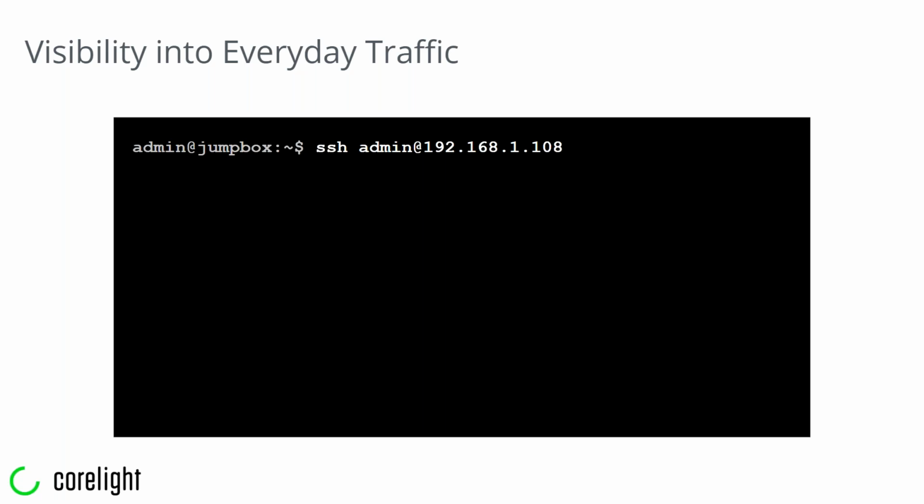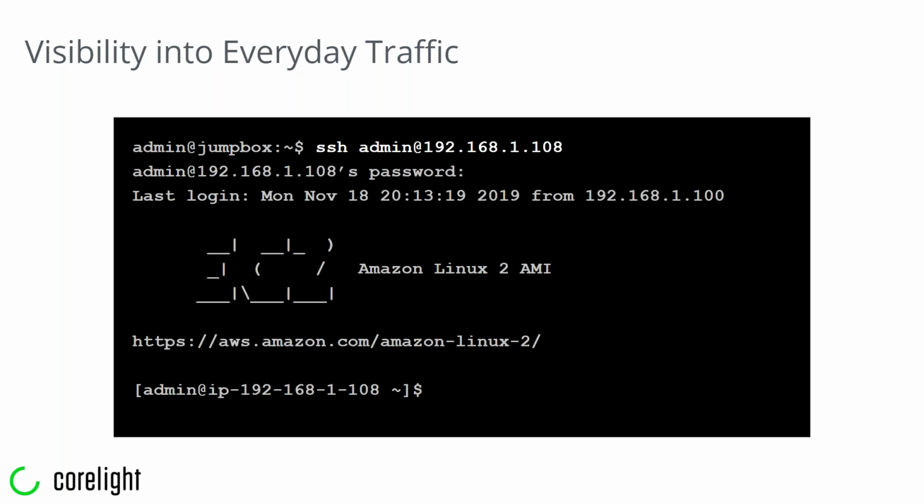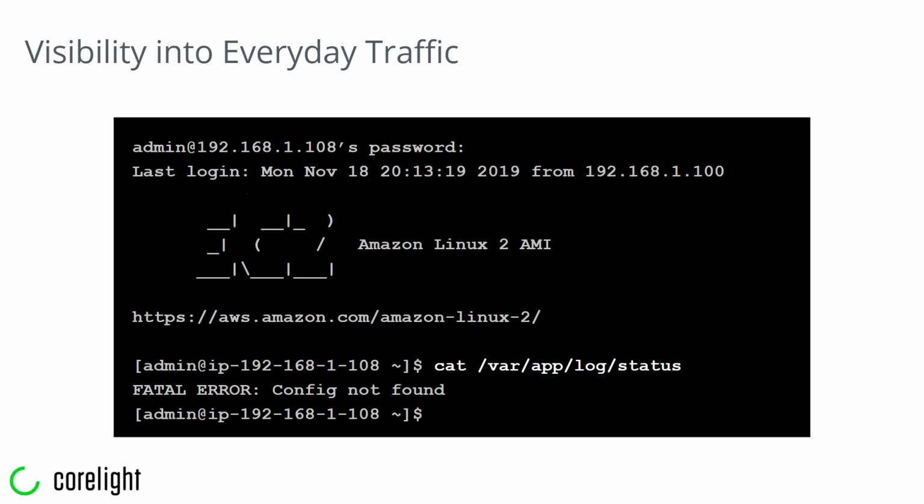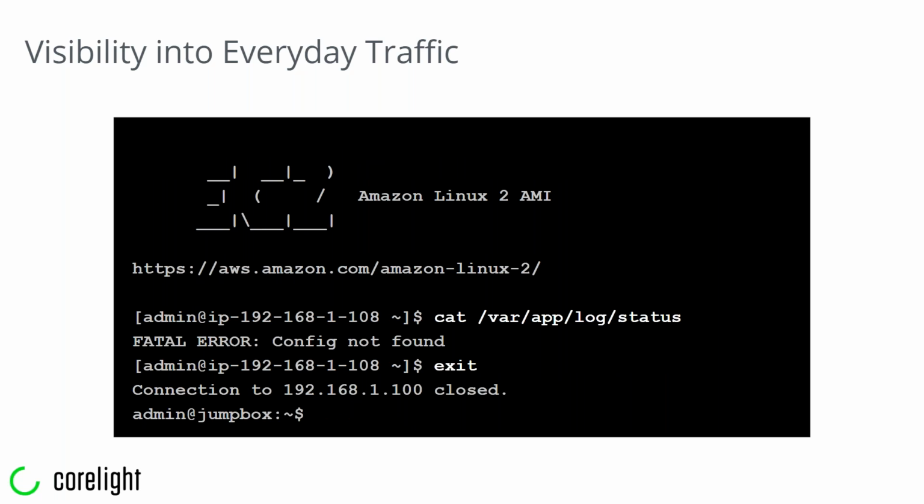From there, I'm going to pivot to this 108 host. I'm going to authenticate, and now I have an SSH session inside this 108 machine. Let's say I'm troubleshooting a service, and I'm typing in a command and looking at this status file to figure out why I'm having issues with this service. My status file tells me my config isn't found. That's why this is crashing. So let me exit out here, type my exit command, and drop back to my jump box.